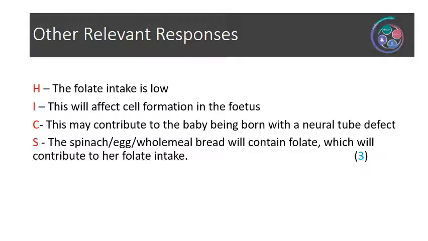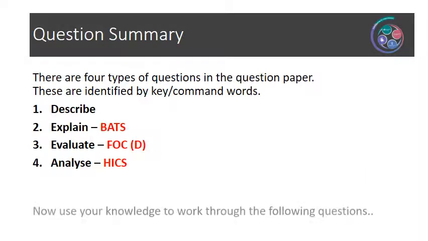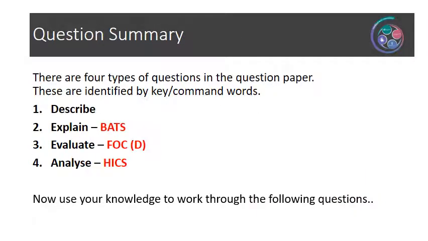The folate intake is too low. This will affect cell formation in the fetus. This may contribute to the baby being born with a neural tube defect. The spinach, egg, wholemeal bread will contain folate, which will contribute to her folate intake. Again, 3 marks.